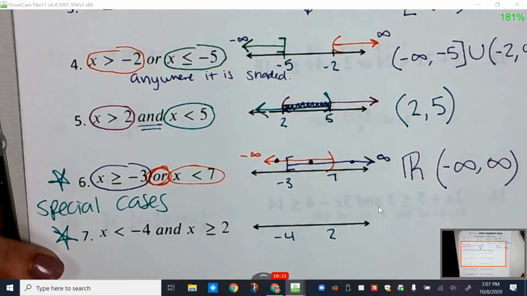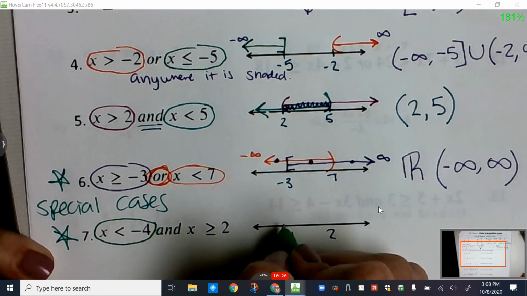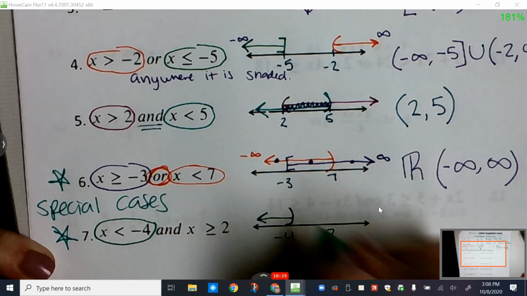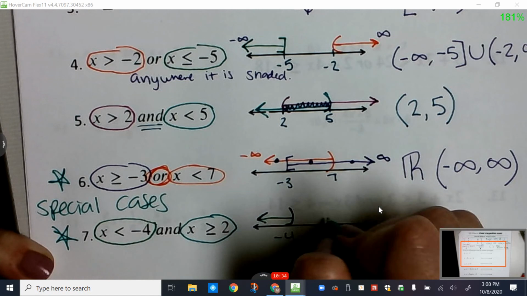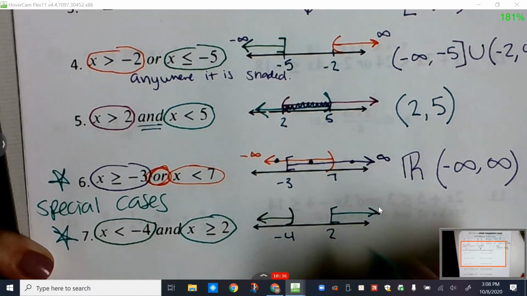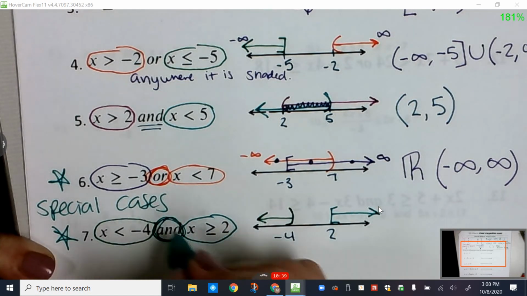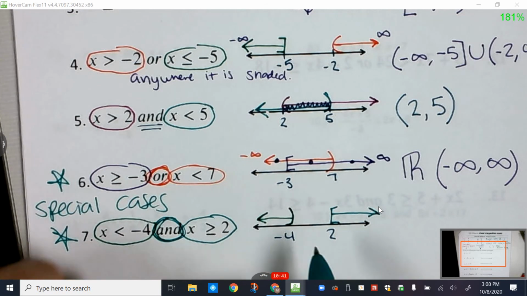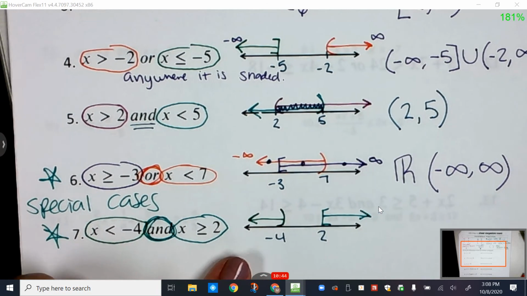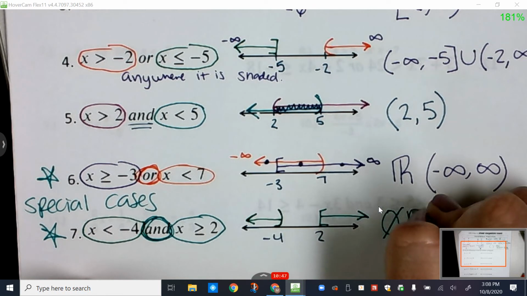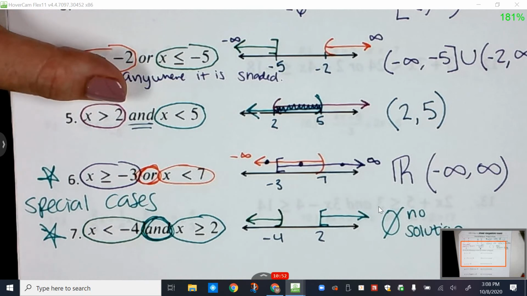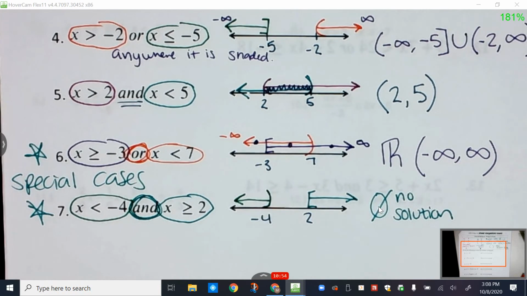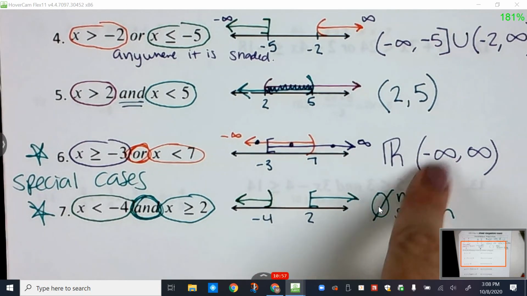Okay, so this special case is a little different. We have x is less than negative 4, not equal to, so we're going to have a parentheses. And then we have x is greater than or equal to 2. Okay, this is an AND situation, which means it has to be double shaded or overlapping. There's no double shaded, there's no overlapping, therefore there is no solution. No solution. So these are our special cases of all real numbers or no solution.